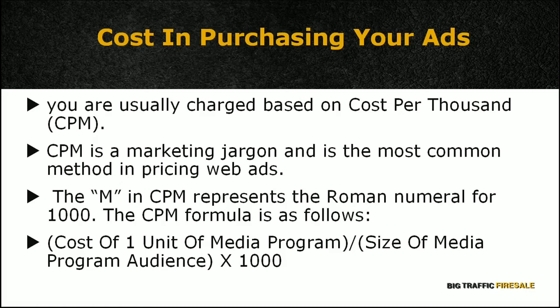When purchasing solo ads, you are usually charged based on cost per thousand. That's CPM. CPM is a marketing jargon and is the most common method in pricing web ads. It refers to the cost of a media vehicle reaching 1,000 people in audience. Some solo ad sites will charge you based on their fixed rate. For instance, it'll cost you $1,500 to advertise to a mailing list of a specific size. The M in CPM represents the Roman numeral for 1,000. The CPM formula is as follows. Cost of 1 unit of media program divided by size of media program audience times 1,000.